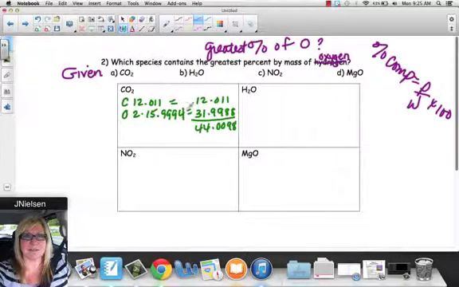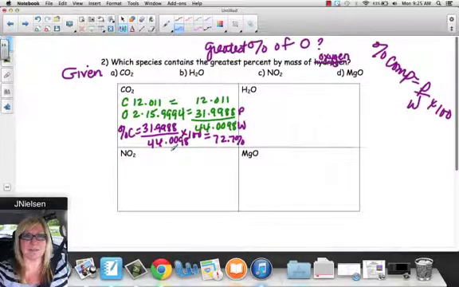All right, so let's label. This is my P, this is my W. So I've got percent comp equals 31.9988 over 44.0098 times 100. And I'm going to wind up getting 72.7%. Should check my math on this, by the way.